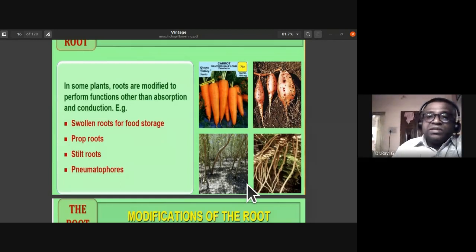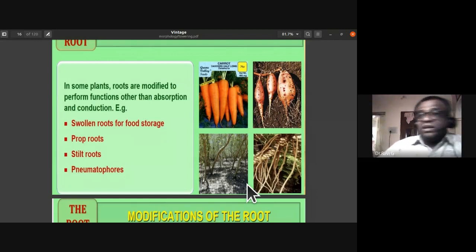So we also call these roots respiratory roots or pneumatophores. They help in taking up oxygen from the atmosphere, and thus the requirement of oxygen in the case of roots is fulfilled by these respiratory roots or pneumatophores.